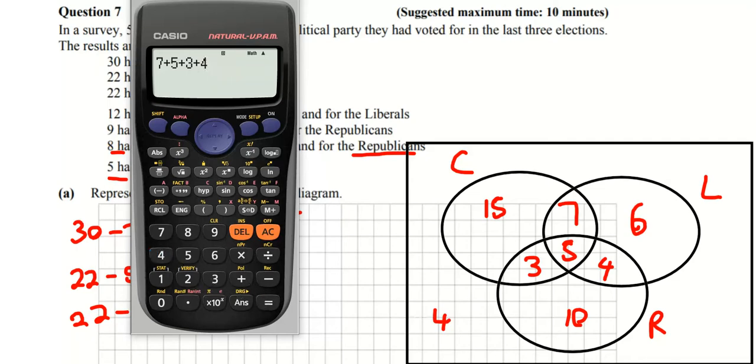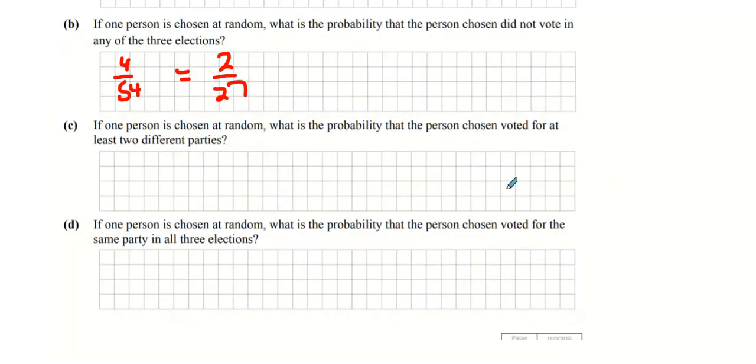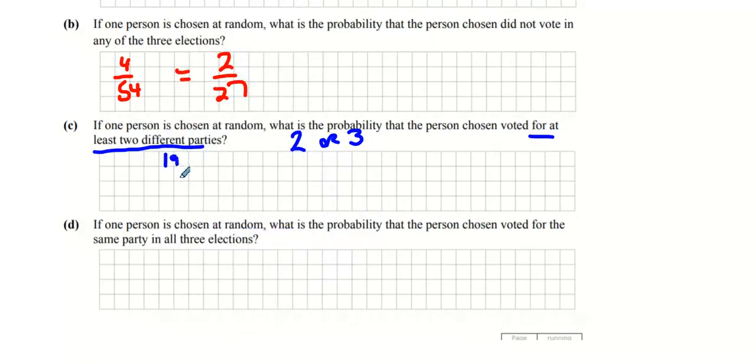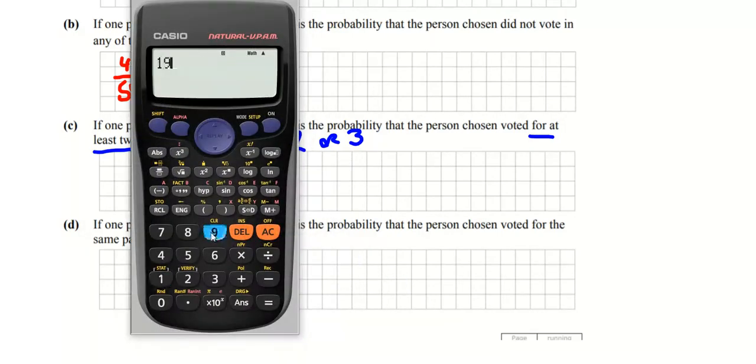So if you look at the language of the question, at least 2 different parties means you can vote for 2 or 3 parties to be included. Press equals and you get 19 out of 54. I think 19 out of 54 just stays the same. Yep, that's all the same.